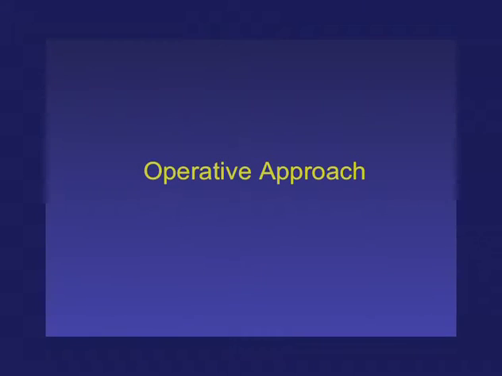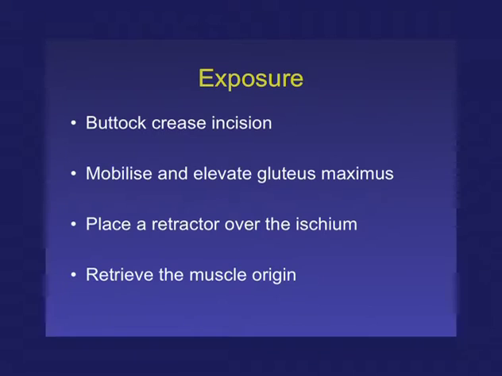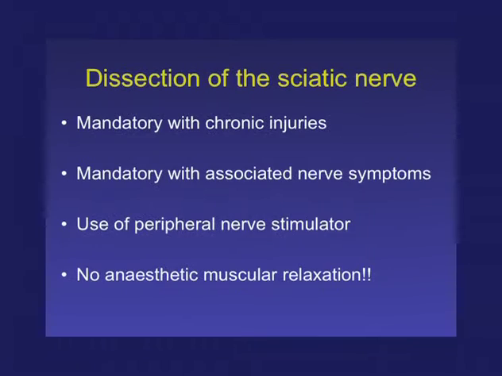So the operative approach, again, you have this flexion position, buttock crease incision, and you elevate the gluteus maximus, place this retractor. Dissection of the sciatic nerve may or may not be necessary. If we get them fresh within 7 to 10 days, we don't usually make a specific point of looking for the nerve, because it's so easy to identify the stump. But when you get these guys out at 6 to 8 months, you need to find the nerve, and sometimes it's very difficult, and the use of the peripheral nerve stimulator is a very helpful thing to do.